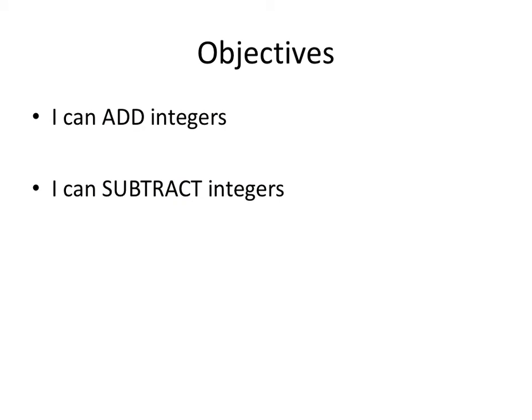Alright, now that you guys have the worksheet, go ahead and take a minute and copy down these two objectives. I can add integers and I can subtract integers. So integers, really we're just looking at numbers that do not have decimals, but they can be either positive or negative. And if you can do these two operations with those positives or negatives without decimals or fractions, then you'll be pretty well off and have met the objective.